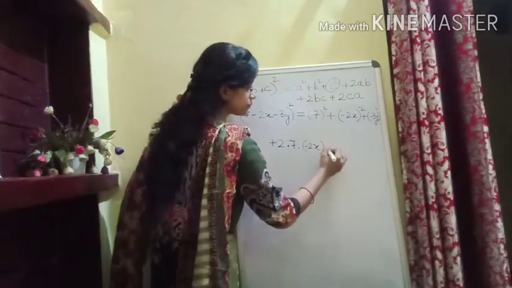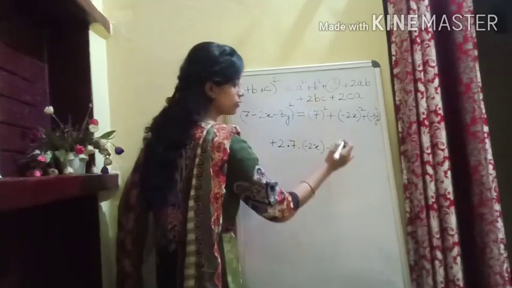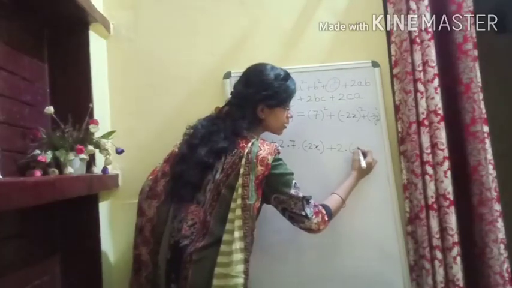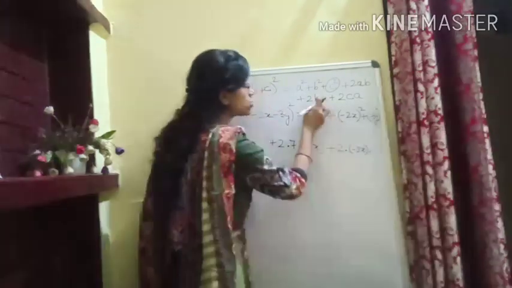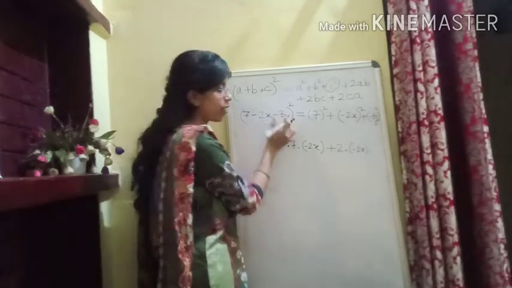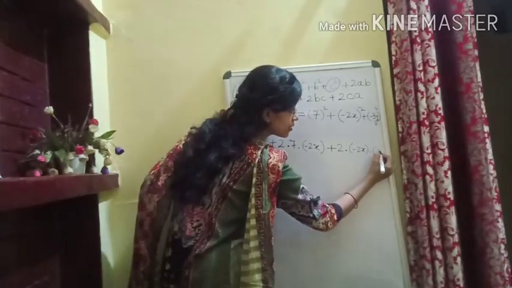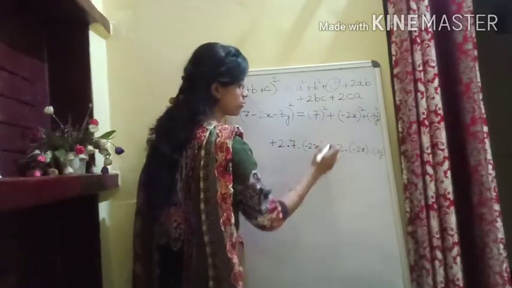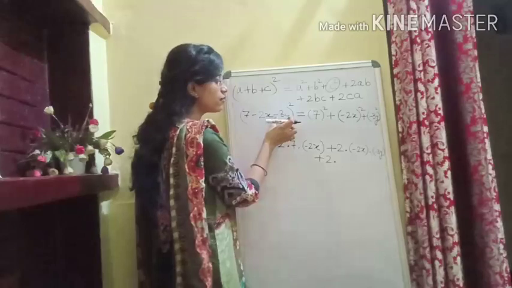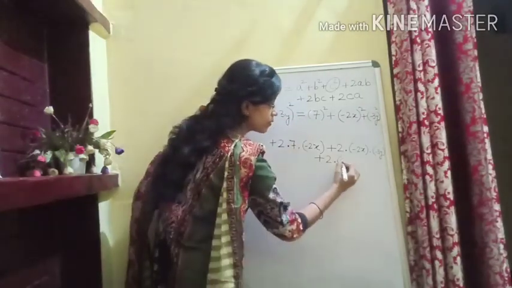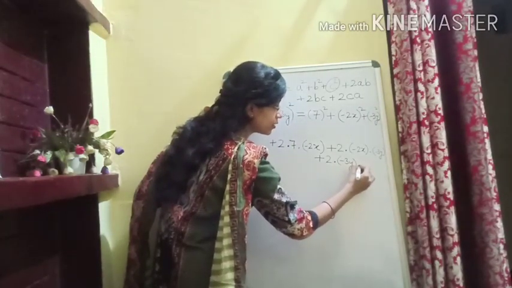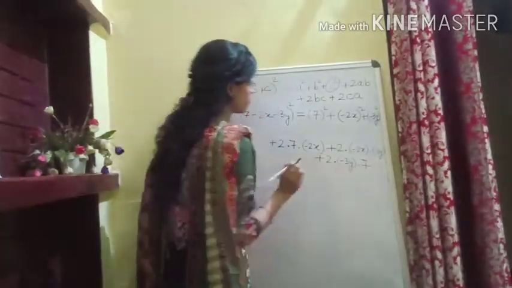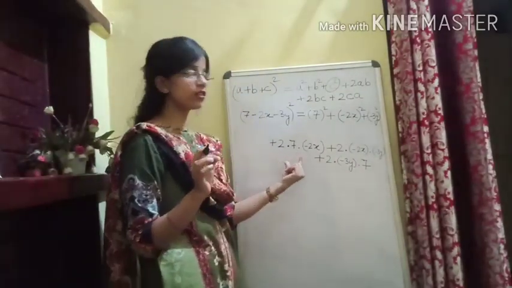Now plus 2bc. 2 into, what is our b? Minus 2x. Of course we will write it in bracket. b into c. What is our c? Minus 3y. So we will write it like this, minus 3y. Then again plus 2ca. 2 into c. What is our c? Minus 3y, into a. What is our a again? 7. So we are going to write 7. Is it clear? This is how we have put the values.